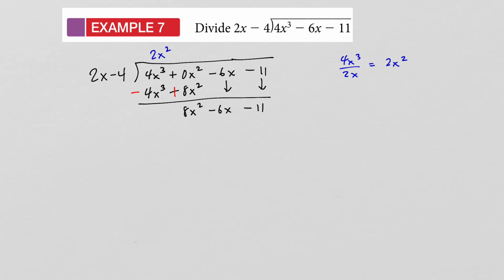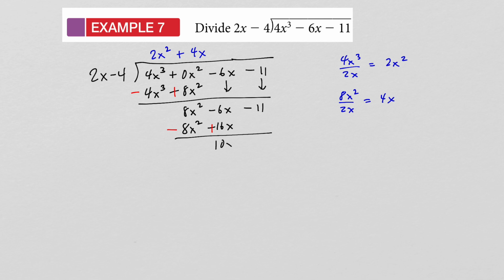So the next step, we take 8x squared, and we're going to divide it by 2x. So 8x squared divided by 2x is positive 4x. So we're saying that 2x goes into 8x squared positive 4x times. And this is because positive 4x times positive 2x is positive 8x squared. Positive 4x times negative 4 is negative 16x. And then we have to subtract.